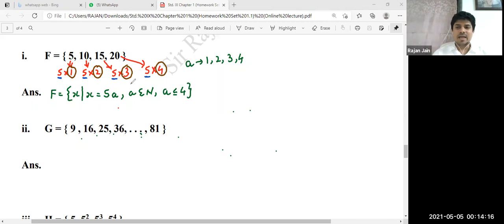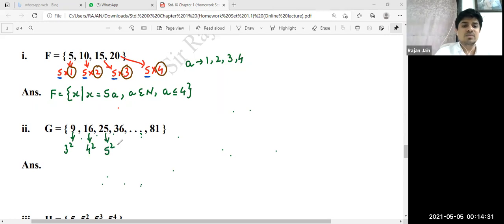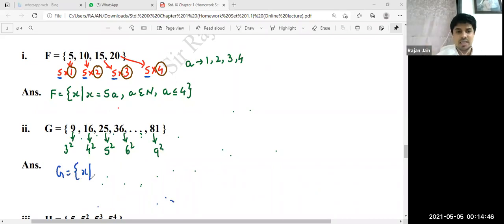What is the first step that I have told you? You have to identify the rule that each element follows. So over here, 9 is nothing but 3 squared, 16 is 4 squared, 25 is 5 squared, this is 6 squared, and I have to go till 9 squared. Now how do we write it? Look, it is very simple. G is a set of all x such that, this much part will remain the same.